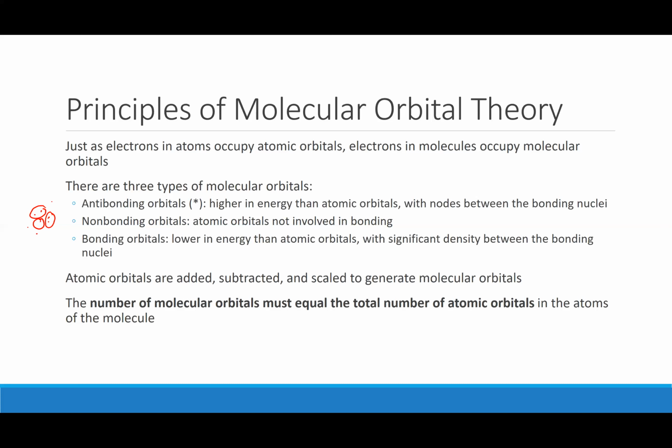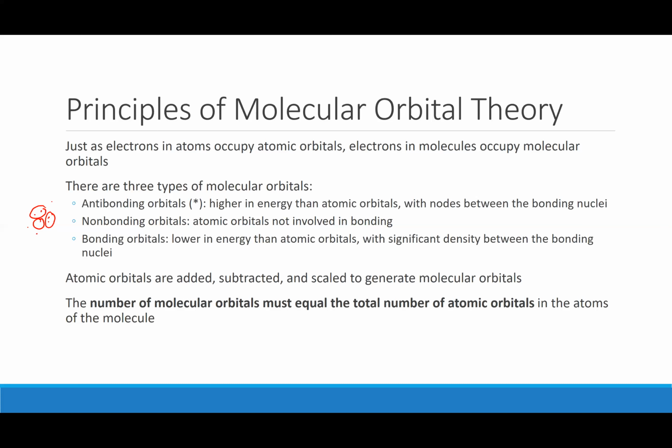And then we have the bonding orbitals, which we just discussed. These are lower in energy than the normal atomic orbitals, and there's density between the bonding nuclei. So it's electron density that exists between the two atoms that are involved in the bond.